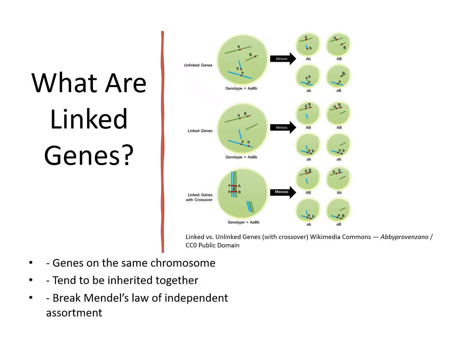Linked genes are close together on the same chromosome. Because they're physically connected, they tend to travel together during meiosis, meaning they don't assort independently. This causes inheritance patterns that deviate from Mendelian ratios.